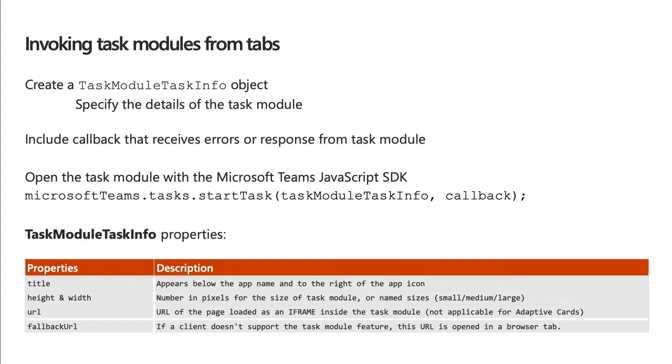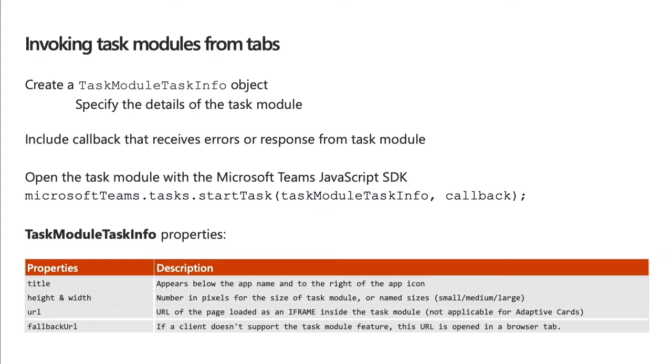The first parameter is an instance of the task module info object that contains properties that define the size and contents of the task module. In the case of the task module implemented using a web page, the URL property is set to the location of the page to load in the task module. And you can also create task modules with adaptive cards. This is covered in the next section. Additional properties in the task module task info object are as follows.